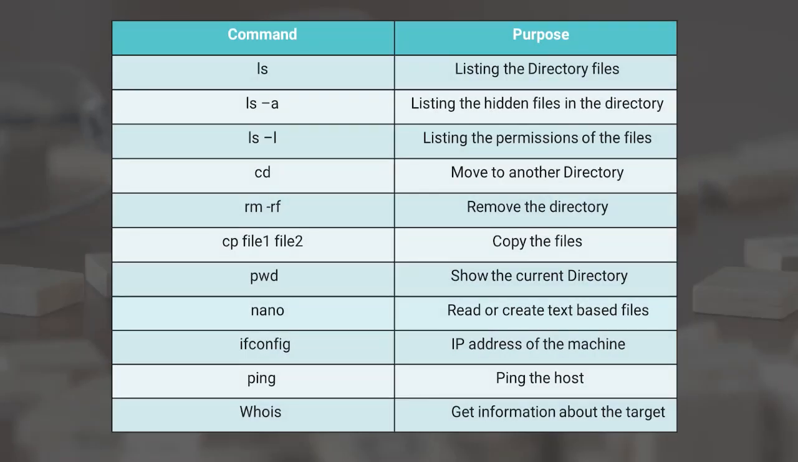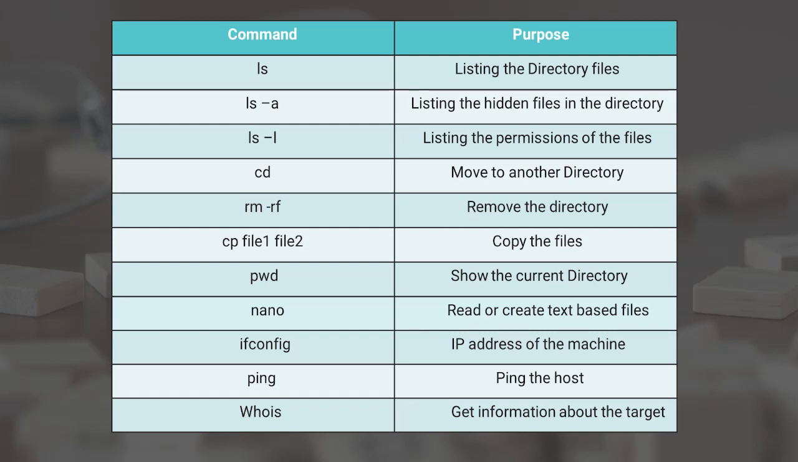The next command is ifconfig, that you saw in the previous videos, and it's going to give us the IP addresses of the machine. The next one is ping, that you also saw in the previous commands, that pings the host. The last one is whois, that we're going to pay attention to in the further videos, and we're going to work with it to get information about our targets.